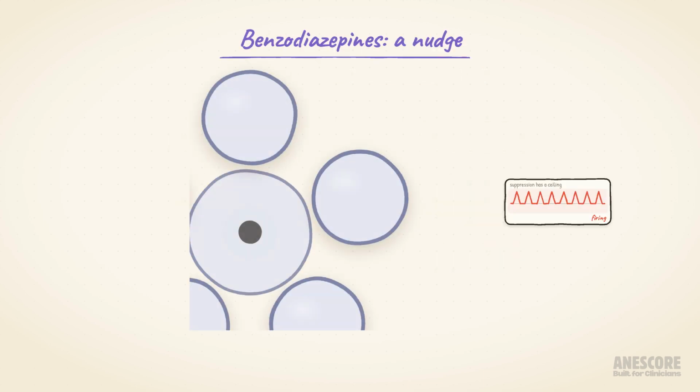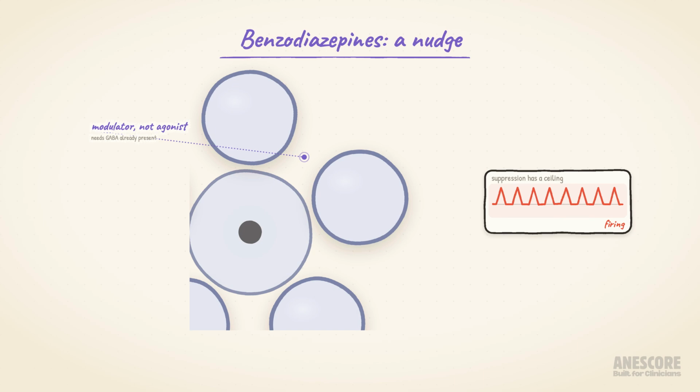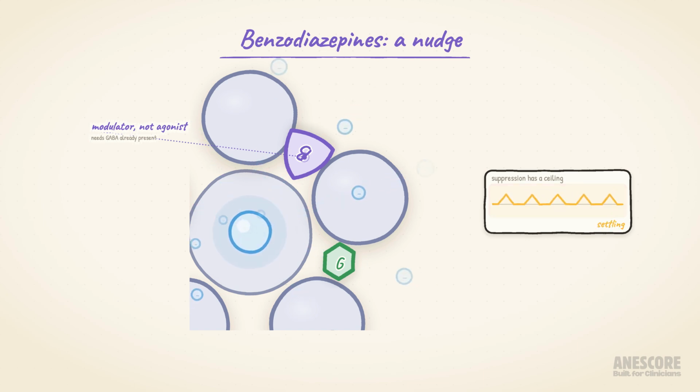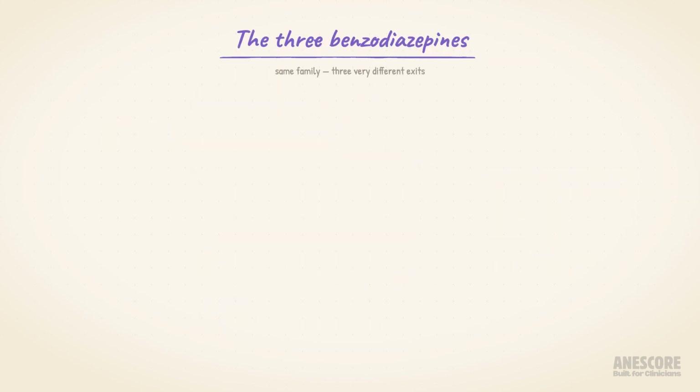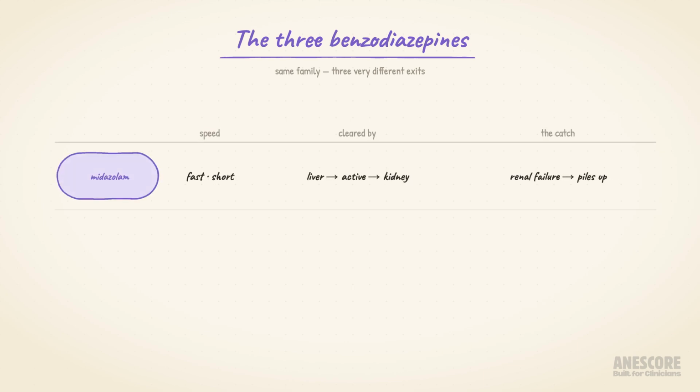Start with the benzodiazepines. The key to their safety is that they're modulators, not agonists. On their own, they do nothing to the gate. They only work when GABA is already there. They just make GABA's own effect a little stronger. Because they can't open the gate by themselves, there's a ceiling to how far they can push. That ceiling is why a benzodiazepine, given alone, rarely stops someone breathing, and why they're among the safest sedatives we have. 3 benzodiazepines cover most of practice, and the difference that matters is how the body clears them.